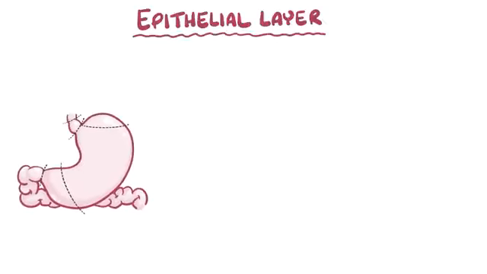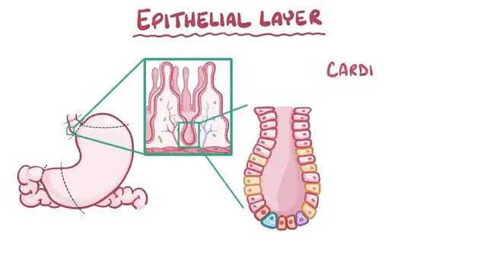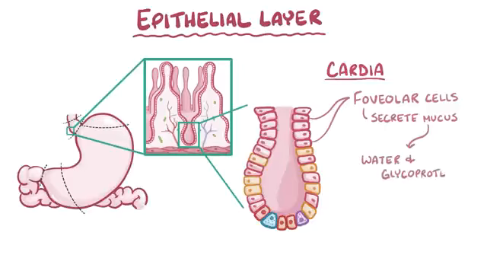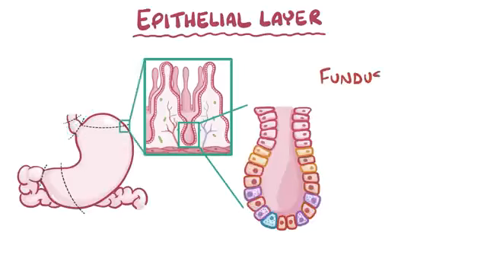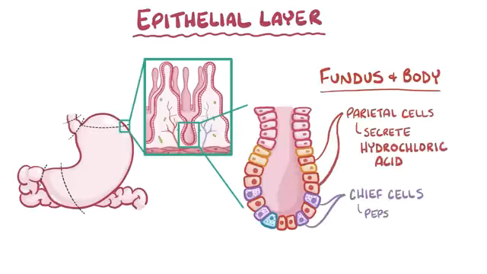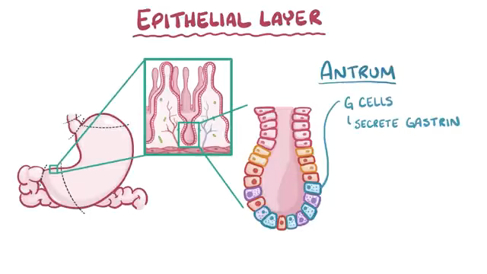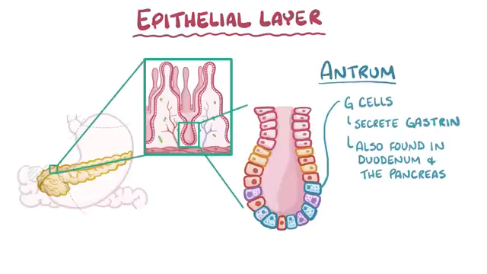The epithelial layer in different parts of the stomach contains different proportions of gastric glands, which secrete a variety of substances. Having said that, the cardia has mostly foveolar cells that secrete mucus, which is mostly made up of water and glycoproteins. The fundus and the body have mostly parietal cells that secrete hydrochloric acid and chief cells that secrete pepsinogen, which is an enzyme that digests protein. Finally, the antrum has mostly G cells that secrete gastrin in response to food entering the stomach. These G cells are also found in the duodenum and the pancreas, which is an accessory gland of the gastrointestinal tract.